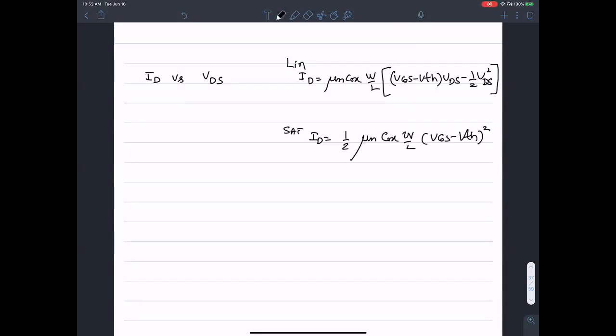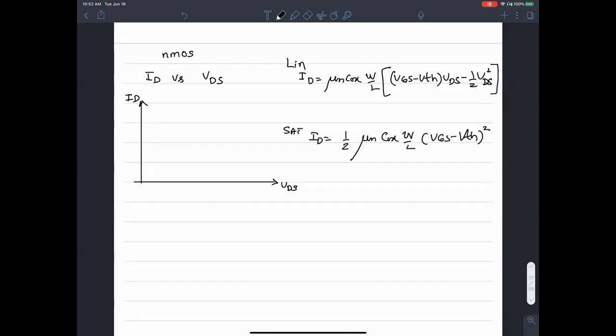If we were to plot this for an NMOS transistor, and if I don't say anything, it's probably NMOS.